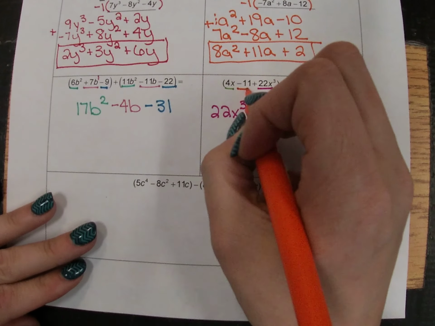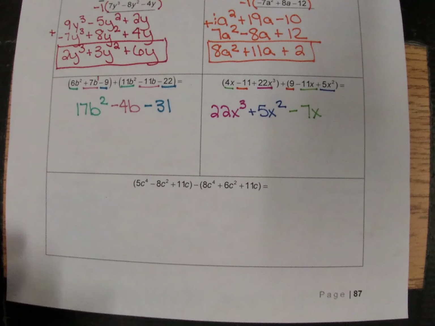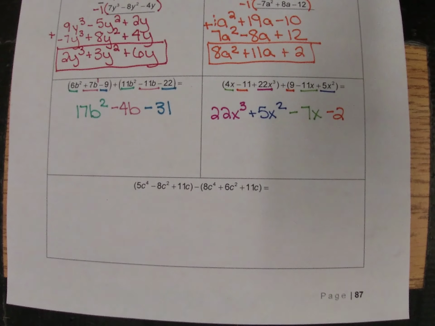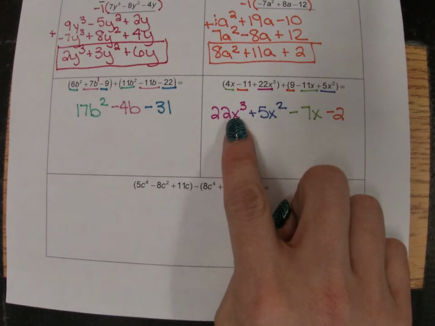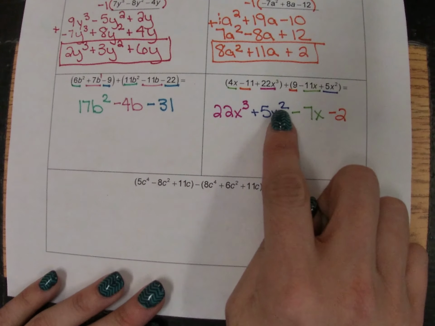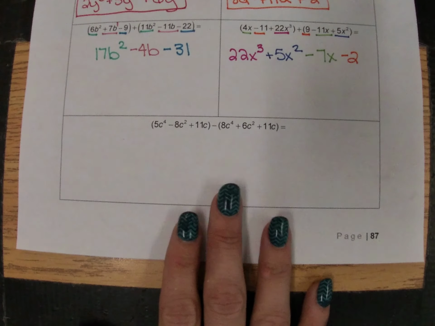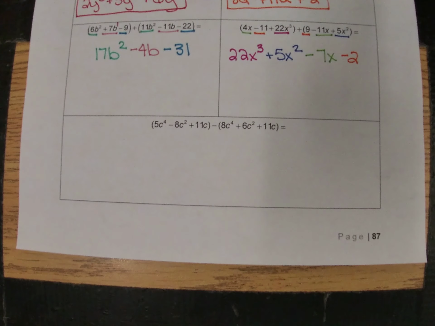And then finally, we have a negative 11 and a positive 9, and that will give us a negative 2. And by doing that, our final answer is now in the format where we have an exponent of 3, 2, 1, and then nothing. So our answer is done. There's nothing else we need to do there.